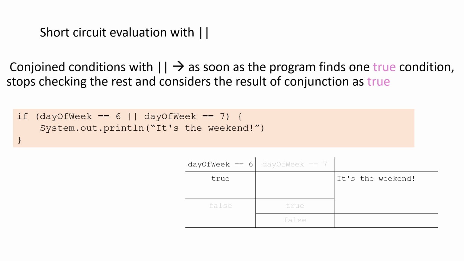So in this example, if the program evaluates that day of week equal to 6 is true, it doesn't even check the second condition and it moves to the body of if statement and it prints the message.